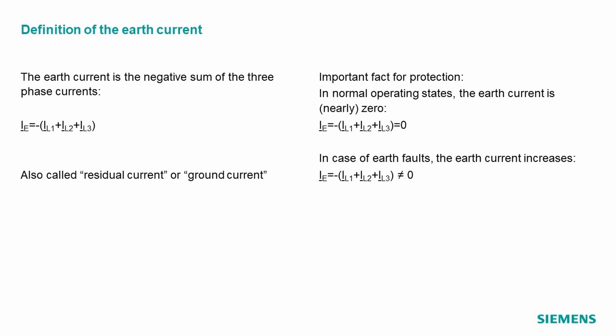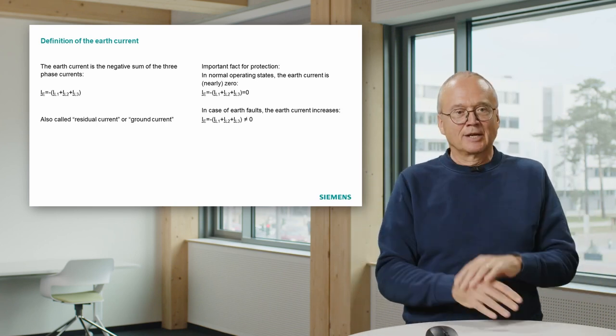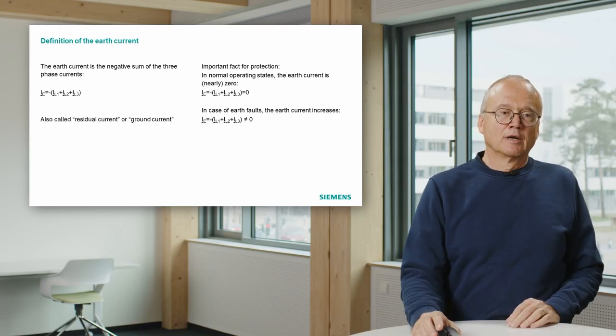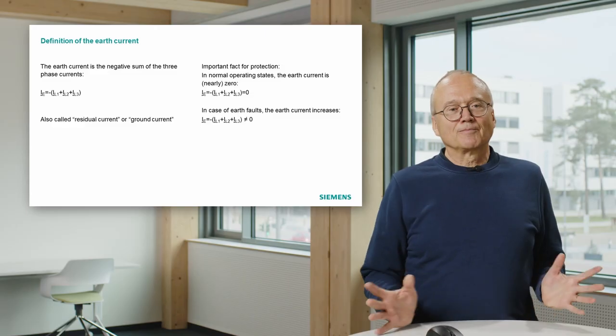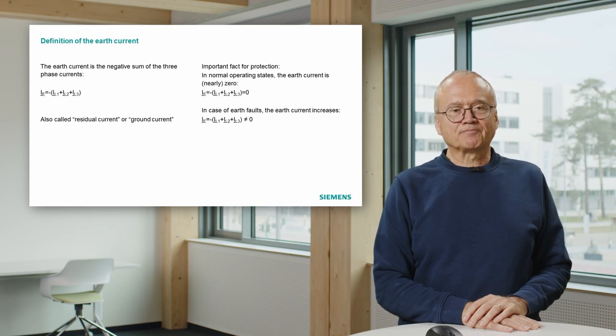We define the earth current as the negative sum of the 3 phase currents. We just say the earth current is minus (IL1 plus IL2 plus IL3). We don't say it's a current flowing anywhere. We say it's just, first of all, an artificial thing with this definition. Unfortunately, it sometimes also has different names. Some people call it ground current. I personally prefer residual current because it doesn't have this strong connection with Earth.